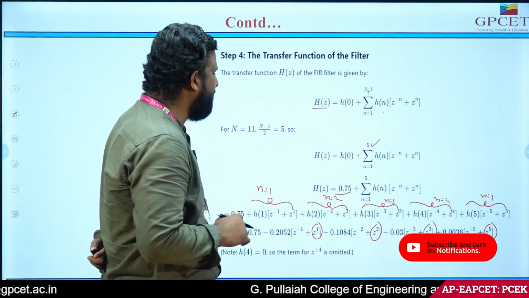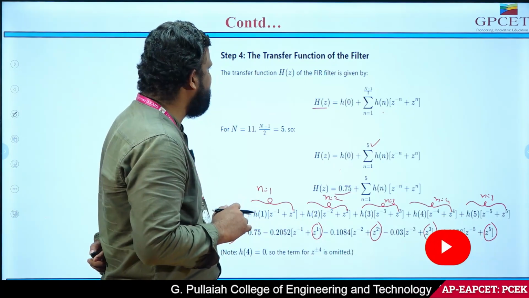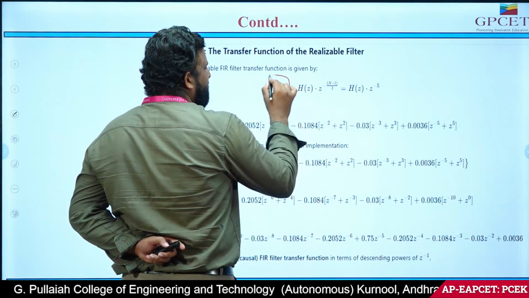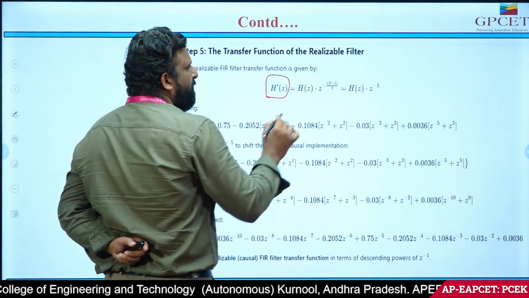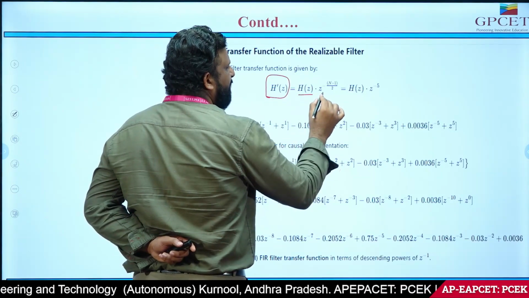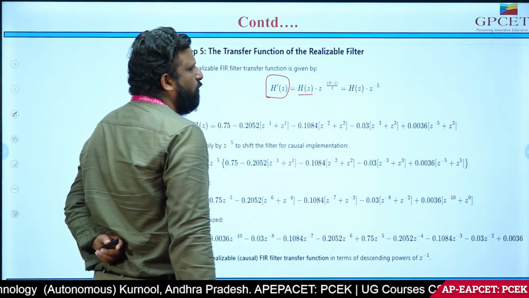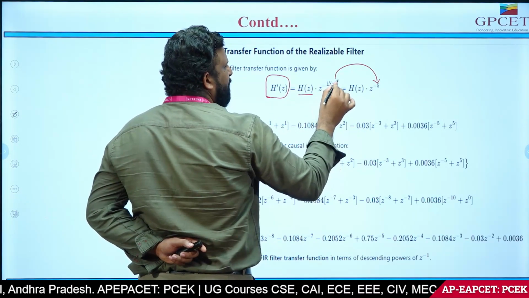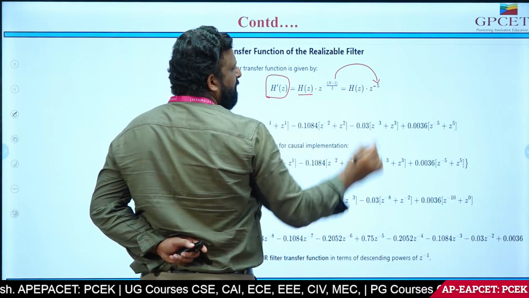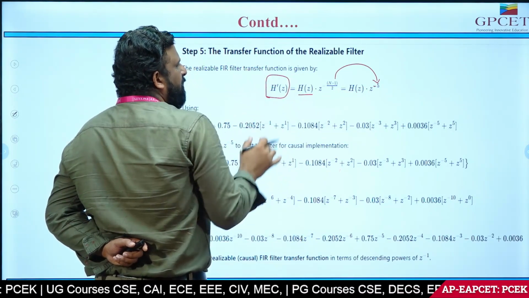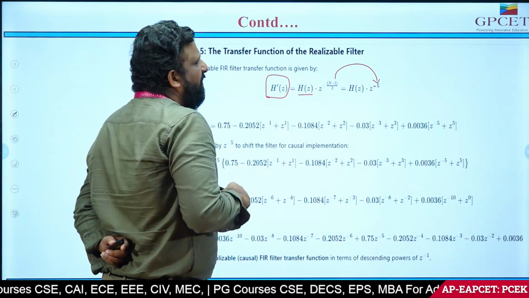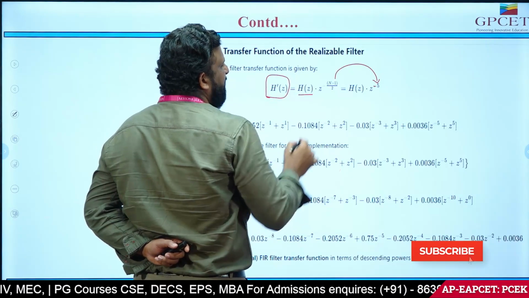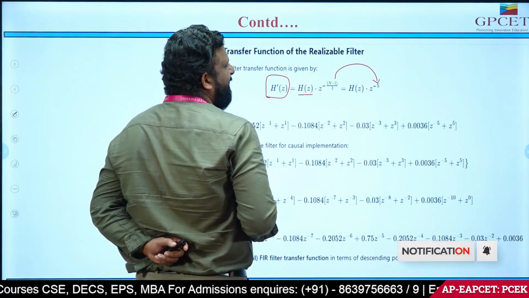So to overcome that problem, in the last step, we find the new transfer function h inverse of z by multiplying h of z with z power minus (N minus 1) by 2. Here, if we calculate z power (N minus 1) by 2, that is (11 minus 1) by 2, 10 by 2, that is z power minus 5. So in the last step, to convert the anti-causal filter into a causal filter, we multiply the formed transfer function with z power minus (N minus 1) by 2.